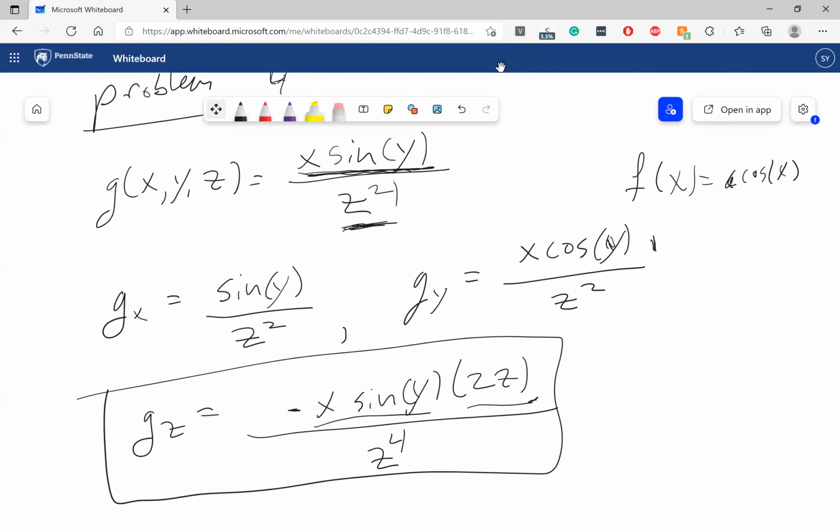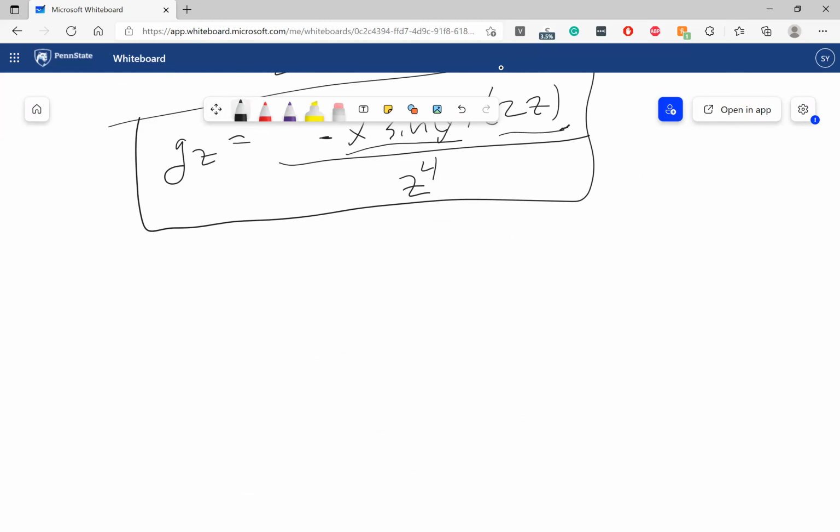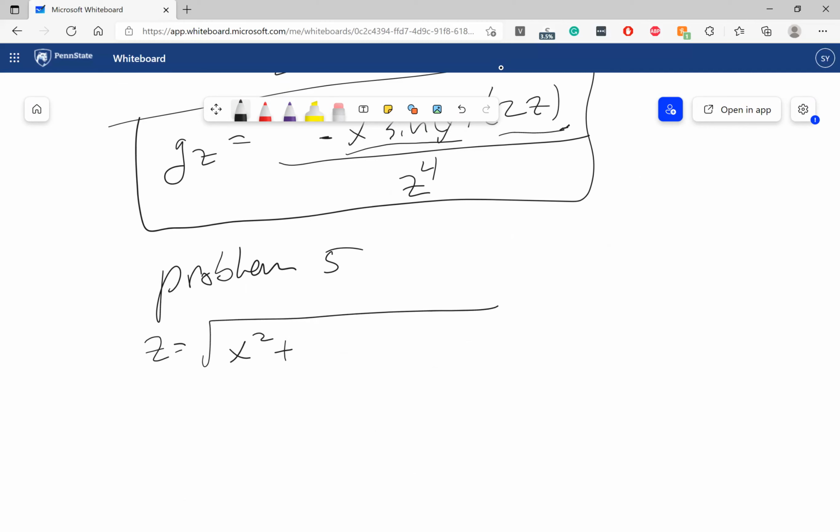Any other questions? Okay, so let's do another problem. So the next problem is problem 5. z is equal to the square root of x squared plus ln of 5x minus 3y squared.